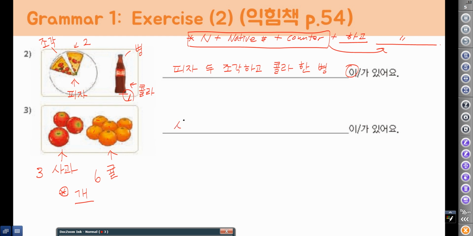Noun first. 사과. How many? 3. 세 counter, 개, and noun, another one. 귤. How many? 6. Native number 6, counter. 개가 있어요. 사과 3개하고 귤 6개가 있어요. Good.